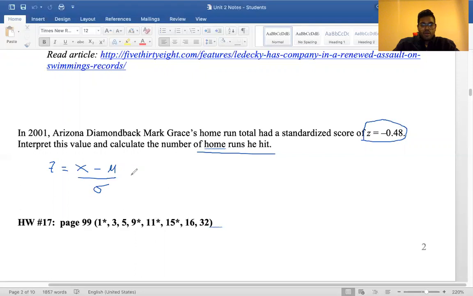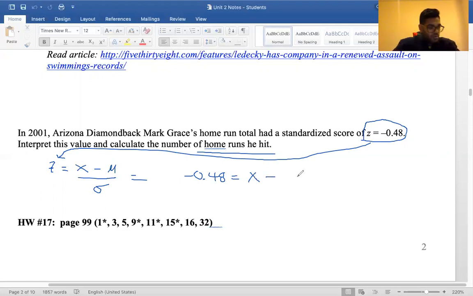Okay, and we know that the z value here is negative 0.48, so I can put that in. So we have negative 0.48 is equal to x, which is what we're trying to solve, because x is the number of home runs hit, minus the mean, which in 2001 the mean was 21.4. I just took that from the chart. Divided by the standard deviation, which again I just took from the chart. You can look at the Barry Bonds row, which is 13.2.